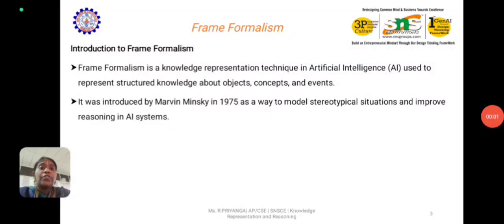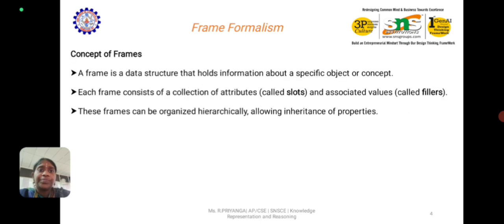Today we are going to see the frame formalism. It is a knowledge representation technique used in structured data called frames, which describe typical situations or objects by organizing attributes, facts, rules, and relationships. It was introduced by Marvin Minsky in 1975 as a way to model human commonsense knowledge. That is nothing but a way to model stereotypical situations and improve the reasoning in AI systems.